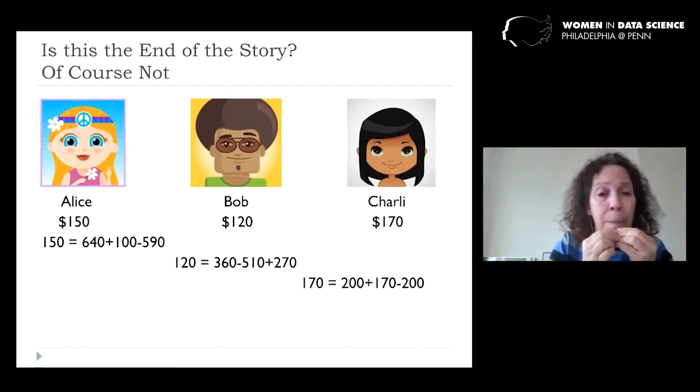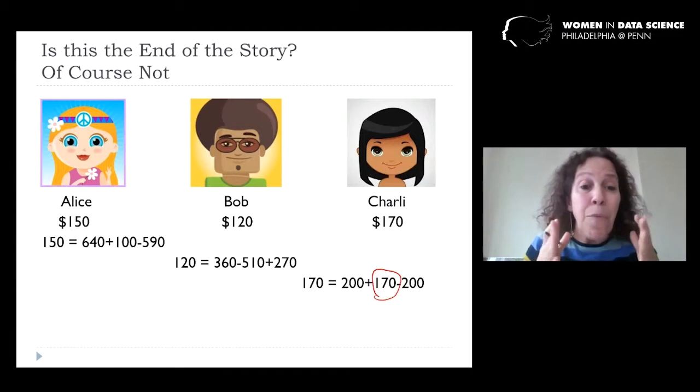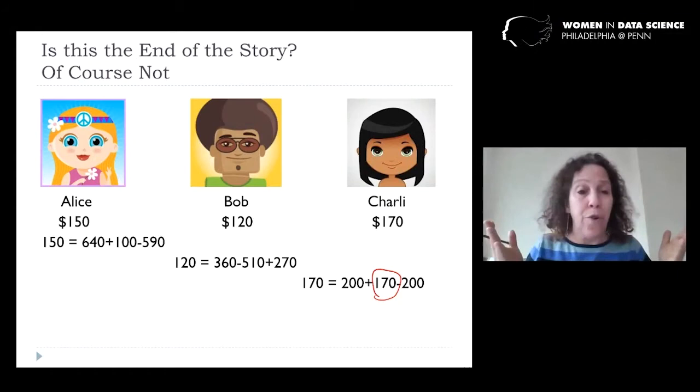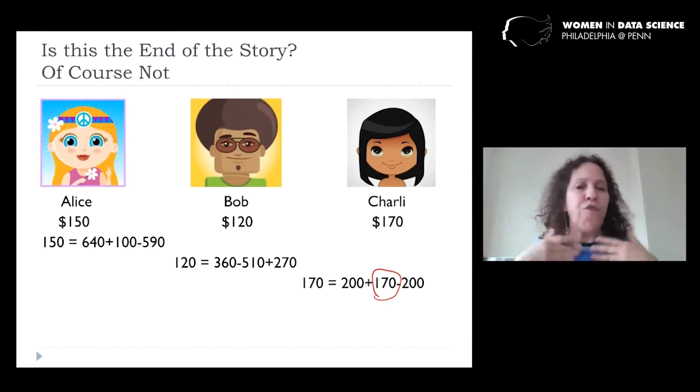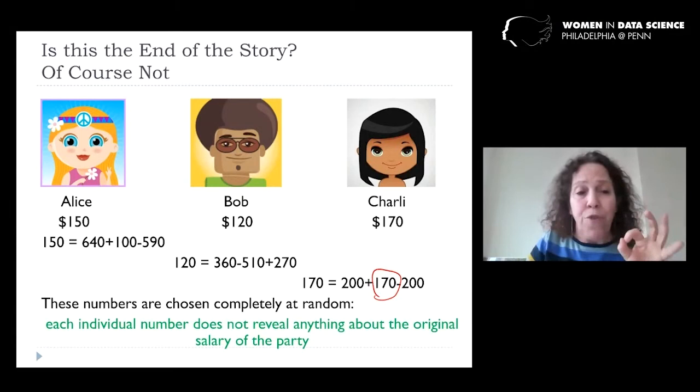And I want to draw your attention to the case of Charlie. Even though the number here is 170, this number really doesn't reveal anything about her salary because you don't know what the other two numbers are. So even if you expose that number in this computation, it really doesn't reveal anything because the process of creating the split of three numbers should have been random. Okay. Now, as I said, they're chosen completely at random, and each individual number does not reveal anything about the original salary of the party.